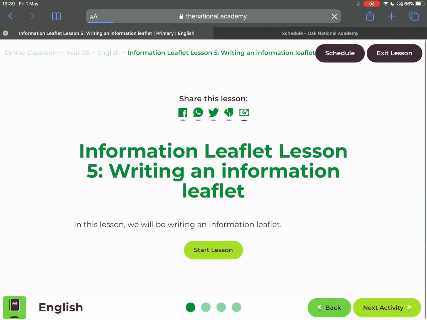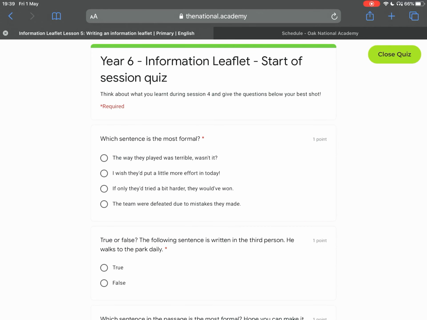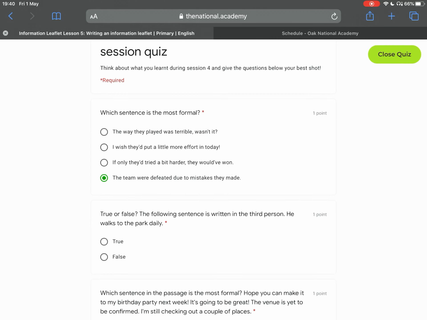So after you did that, the maths is complete, and you've just got your English left to do. And in this lesson, you're going to write your information leaflet, which you've been preparing for this week. So first, you're going to have your introductory quiz here. Which sentence is the most formal? Here, it would have been: the team were defeated due to the mistakes they made.